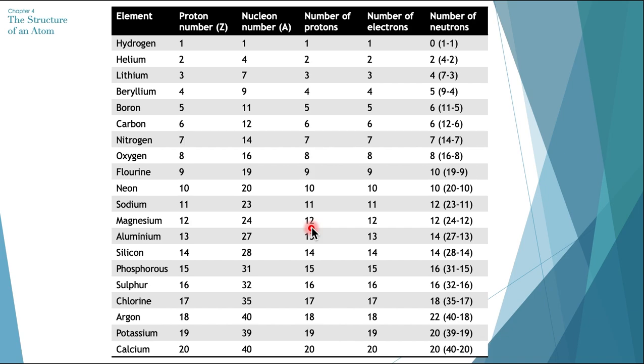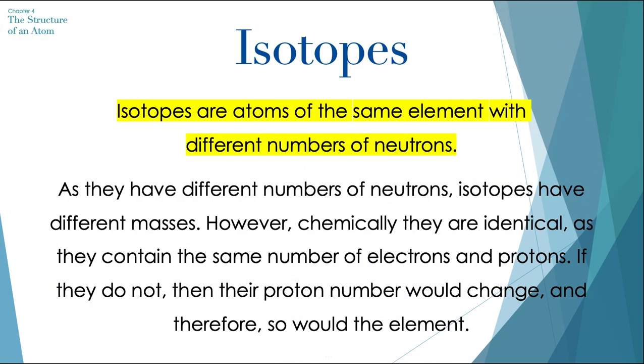Now we're going to move ahead on to understanding what isotopes are. So isotopes, in simple words, are the atoms of the same element with different numbers of neutrons. So as isotopes have different numbers of neutrons, they have different masses. However, chemically they are identical as they contain the same number of electrons and protons. So remember, the proton number always represents the element of an atom. If the proton number is changed, the atom would be of a different element. So in isotopes, the proton number remains the same, but the neutron number changes.